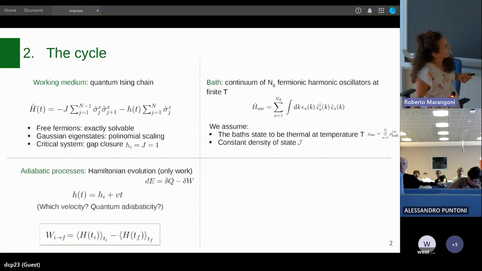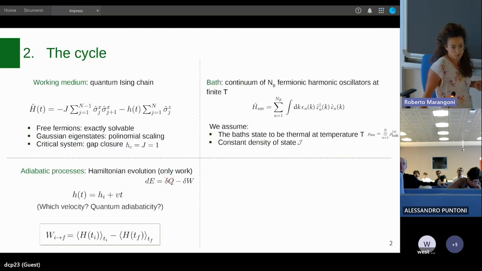The adiabatic process, as I told you, is a Hamiltonian evolution in which only work is performed. This allows us to evaluate the work performed during the evolution just by evaluating the expectation value of the Hamiltonian. The quench we perform is a change in the transverse field. We start from our initial value, and then there's a linear ramp in which we quench to a final value.